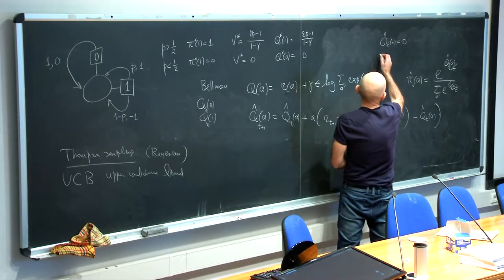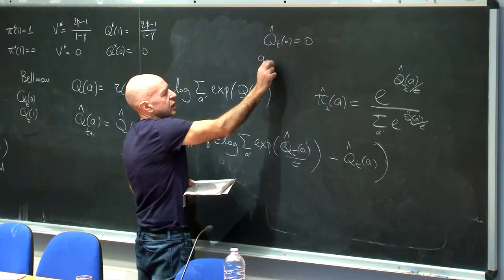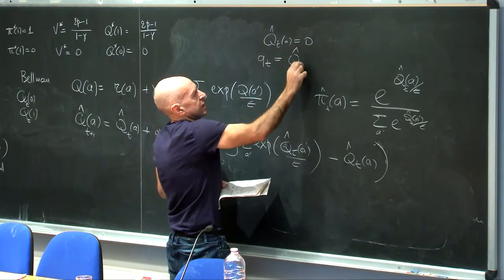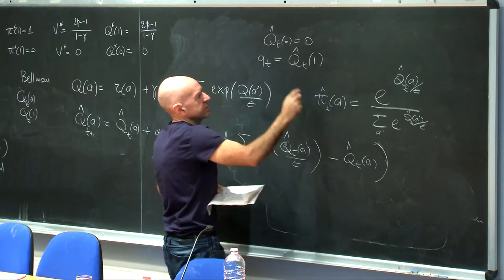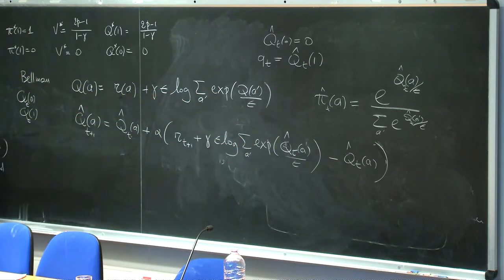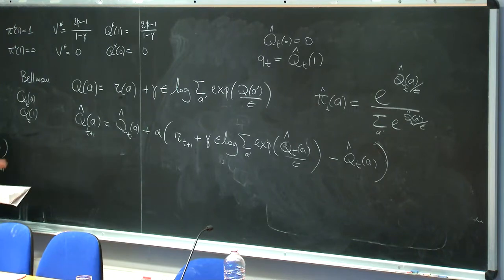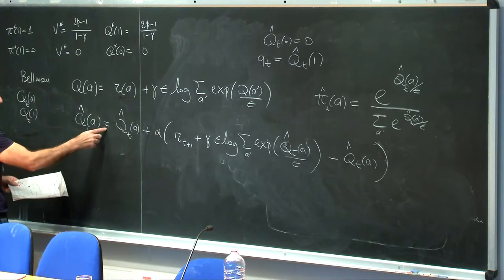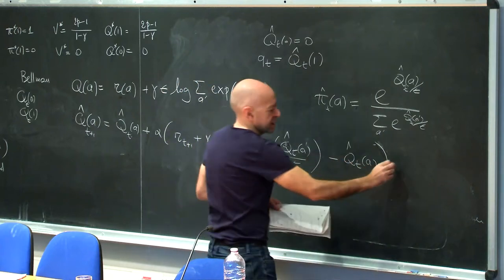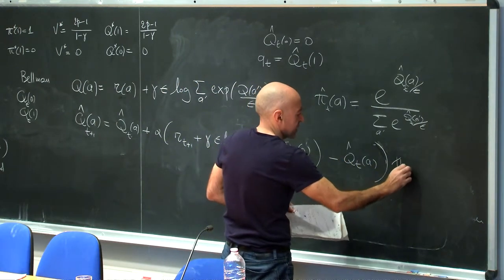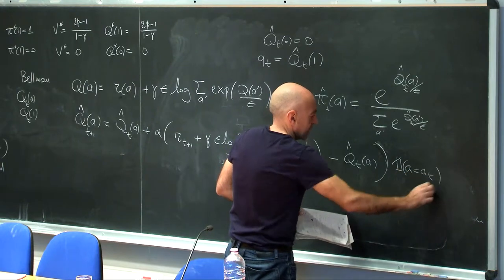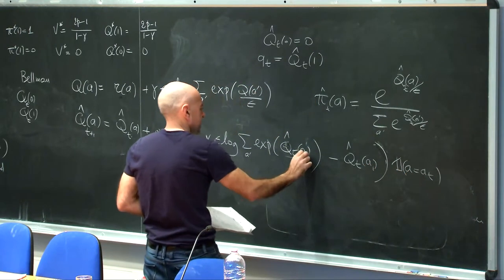And then I'm just left with an equation for one quantity, which I will call qt, which is just qt of 1. This is the relevant thing. It's my estimate of how much I will get if I play action 1 in this case. And I'm just calling this with a simplified notation. Then what will be the equation for my only variable qt? Well, I can write it down here. This thing, of course, takes place only when the action that I pick here is at. So I can actually choose this.